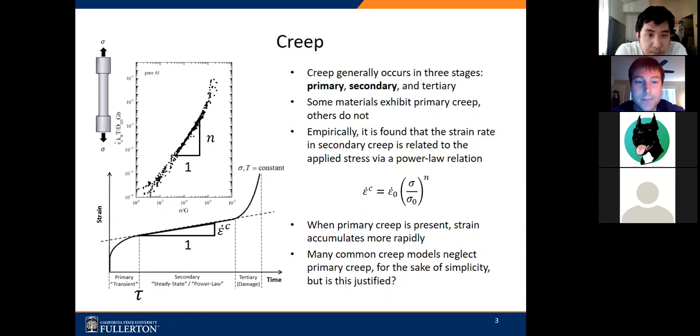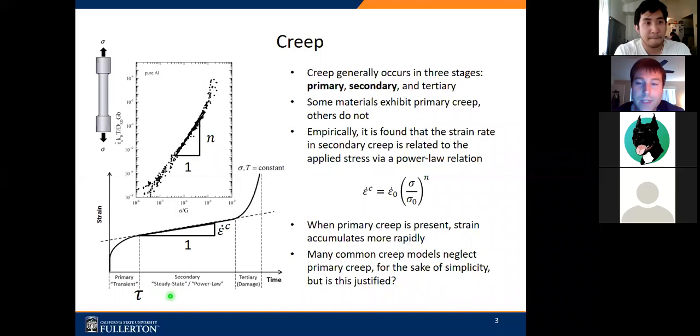So here you can see what's called a creep curve. It's strain versus time, constant stress, constant temperature. And you can see that schematically it occurs in three stages. We call it primary creep, secondary creep, and tertiary creep. In secondary creep, the strain rate tends to level out and become constant. That's what defines secondary creep. Primary creep is this initial part, sometimes called transient creep. And the transition between them is characterized by a time scale, which we call tau.